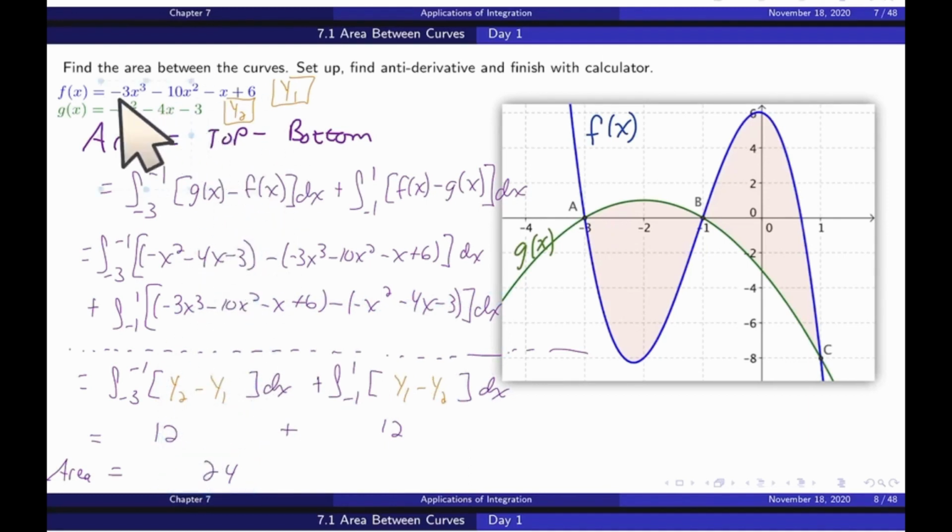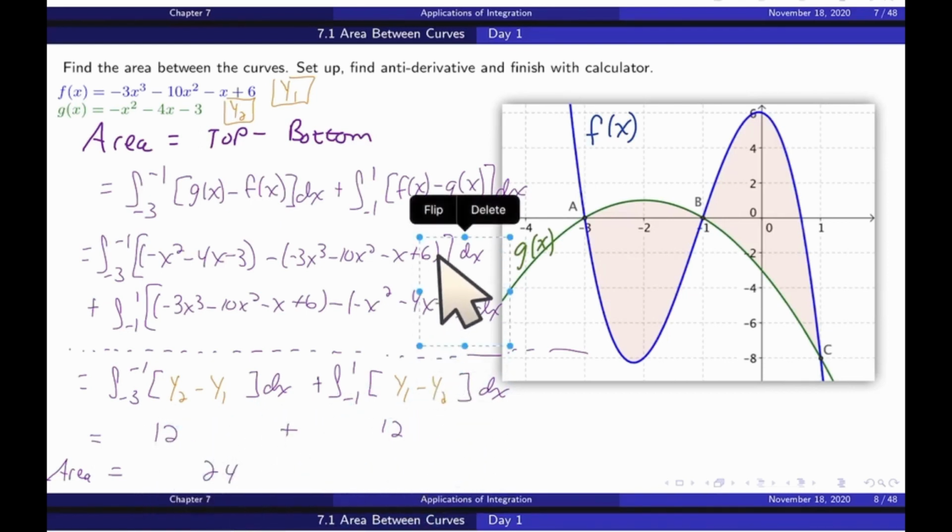I called the blue f of x y1, the green g of x y2. In the first section, g of x is above f of x, so it's y2 minus y1. In the second section, f of x is above g of x, so it's y1 minus y2. I'm going to show you in the calculator where these numbers come from.